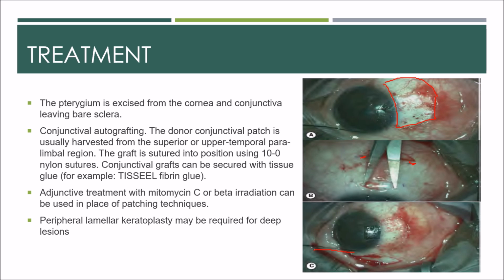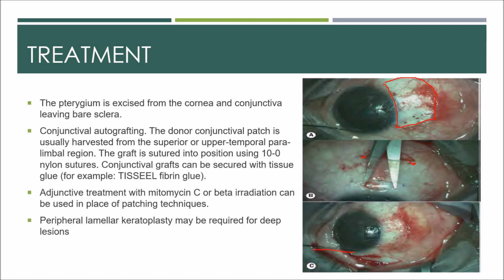Adjunctive treatment with mitomycin C or beta irradiation can be used in place of patching techniques. Peripheral lamellar keratoplasty may be required for deep lesions. In patients undergoing surgery for pterygium, the risk of recurrence can be reduced by using either a conjunctival autograft or by applying mitomycin C to the operation site.